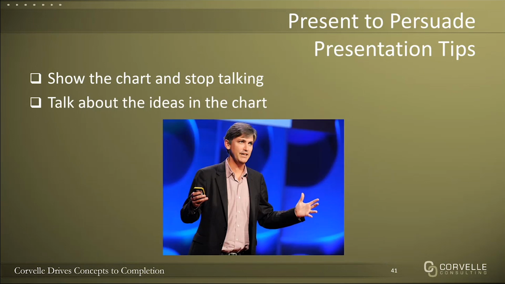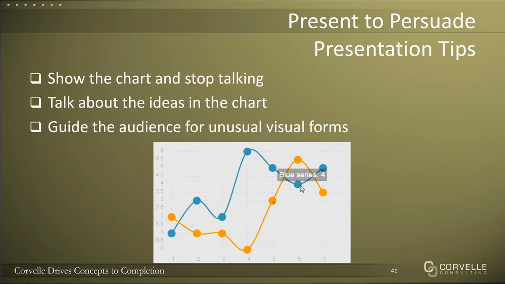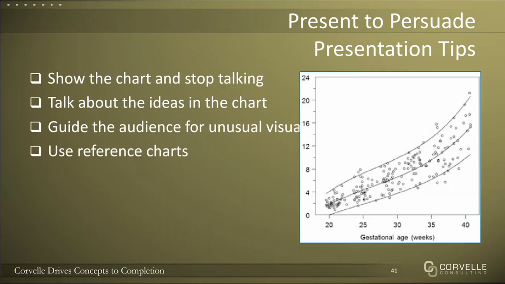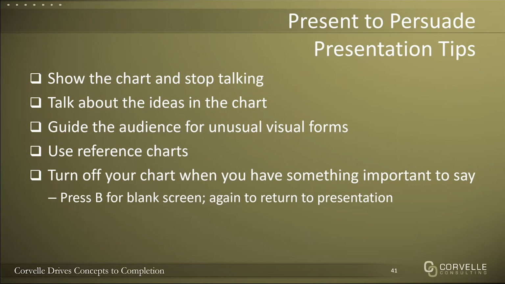Talk about the ideas of the chart. Don't talk about how the chart is organized. Give the audience some guidance if you have an unusual visual form that you think is effective. Use reference charts that provide some context. And turn off your chart when you have something important to say, simply by pressing B in PowerPoint and then again to return to the presentation. That moves the audience's attention from the visualization to you.